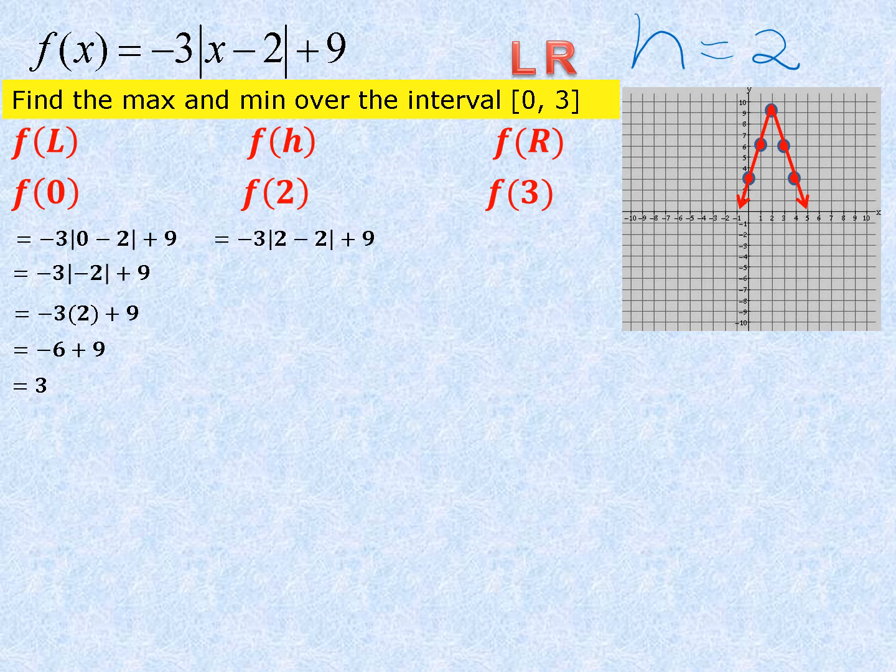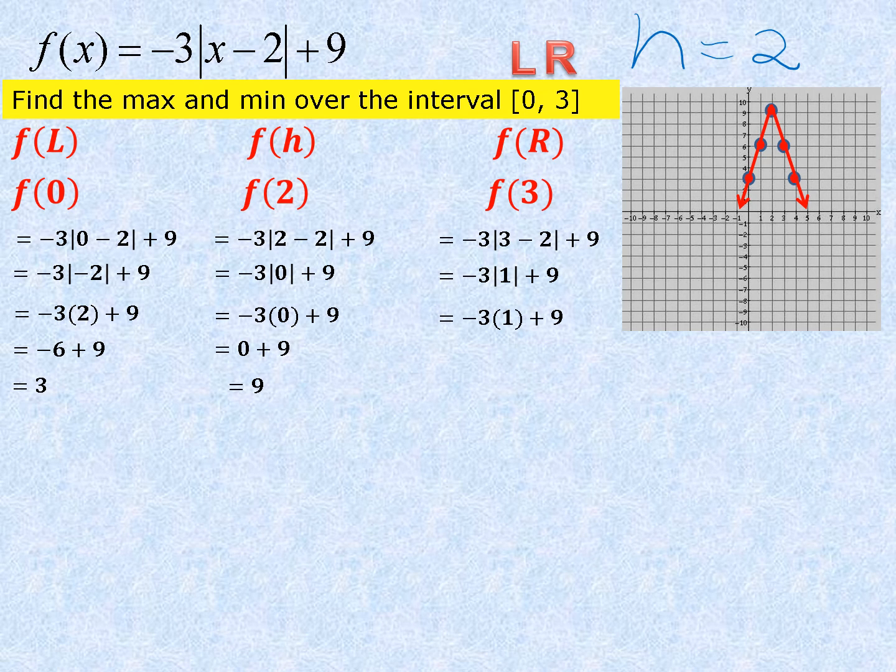Let's try 2. Well, 2 minus 2 is 0, so that becomes the absolute value of 0. Absolute value of 0 is 0, so negative 3 times 0 is 0. 0 plus 9 is 9, which it should be because that's our k value. Okay, let's try positive 3. 3 minus 2 is 1. The absolute value of 1 is 1. Negative 3 times 1 is negative 3. Negative 3 plus 9 is 6.